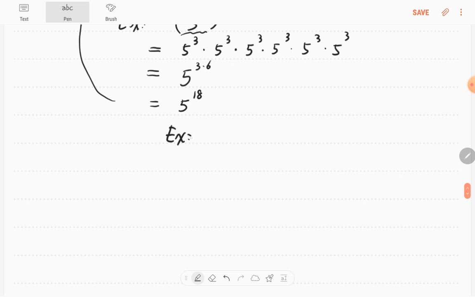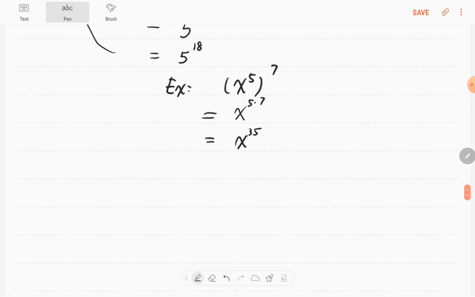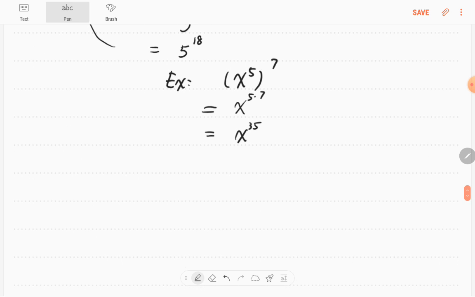Okay, let's try another example. So this time we have, remember, in the parenthesis we have the exponent. Outside the parenthesis, we have another one. But the first step, we're going to keep the base. Keep the base. So this time, x is the new base. Now, we should find the product of the 2 exponents. Now, it is x to the 35.